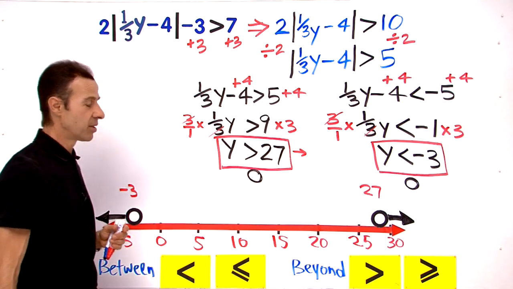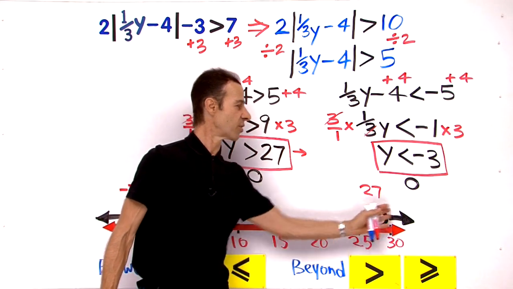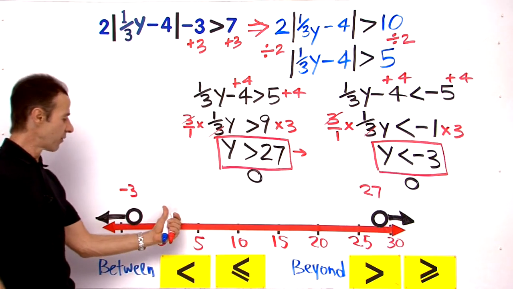So there we have it. They're the set of solutions. First of all, we have y is greater than 27, as shown there on the graph, and y is less than -3, going to the left.